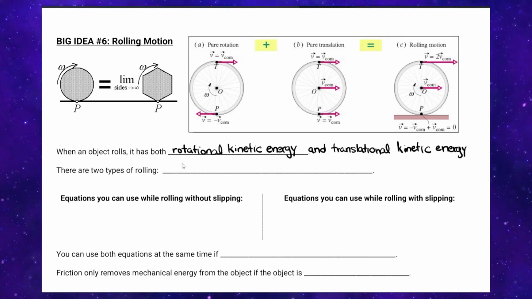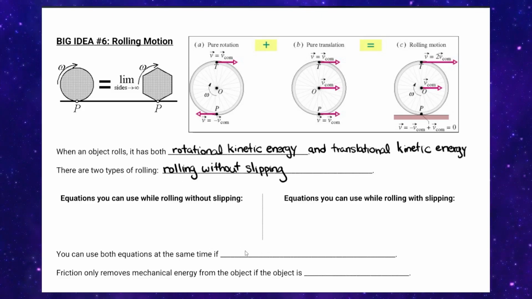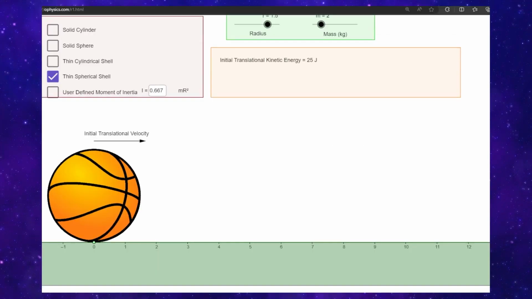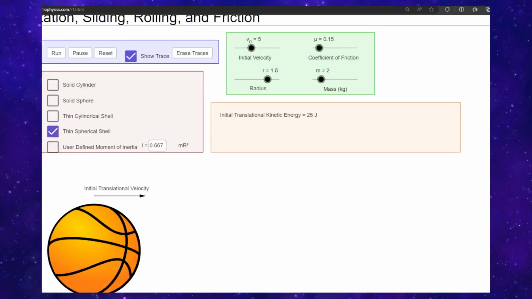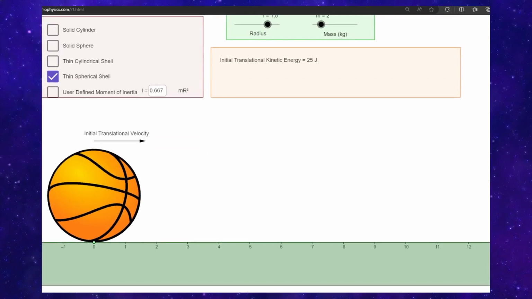Now, there are two different types of rolling motion. The first one is going to be rolling without slipping. Now, that's the more common version, but there are some unique situations in which an object could roll with slipping. And to give you an idea of what that looks like, again on O-Physics, I have the simulation here that shows the motion of an object that does both, that begins out by rolling with slipping and then transitions smoothly into rolling without slipping. Now, this basketball here has an initial translational velocity that it's going to start with, and friction isn't going to be able to keep up right off the bat. And when this happens, watch.